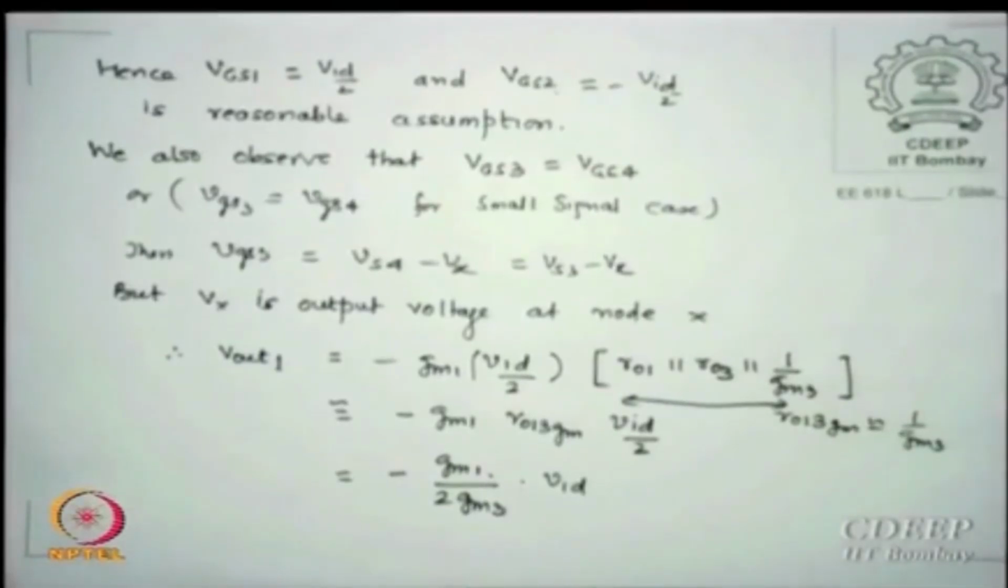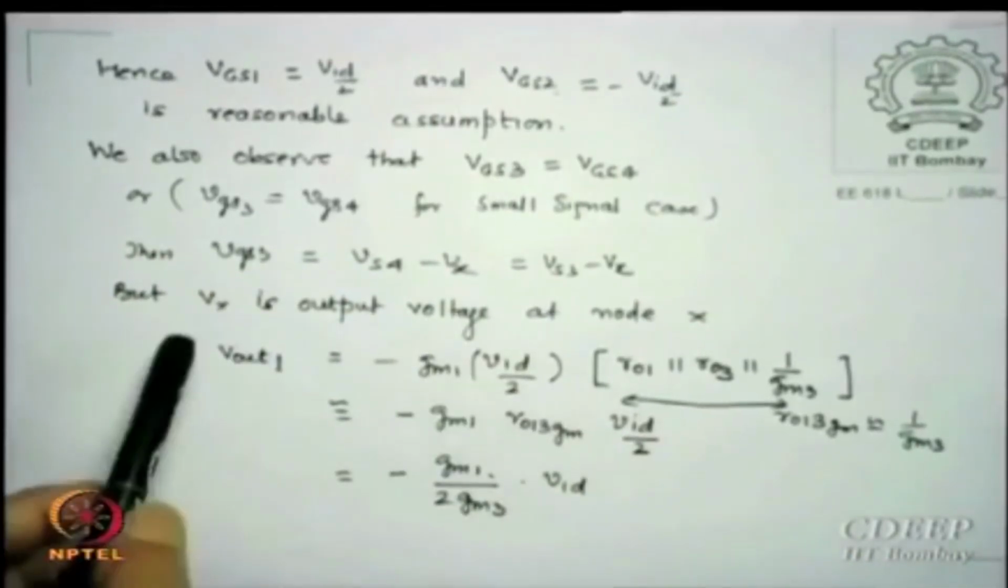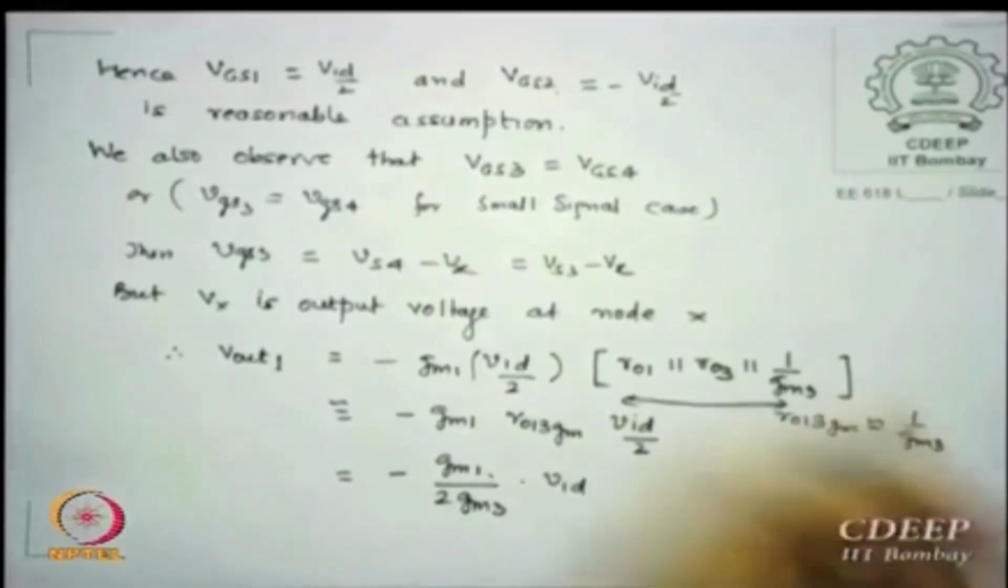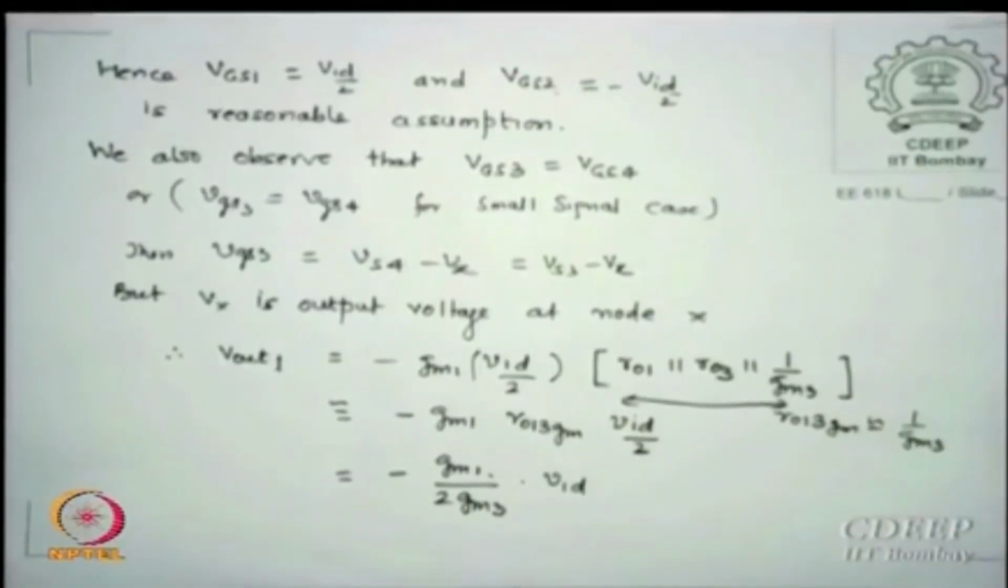So let us look at the actual values, the actual expressions. VGS1 is VID by 2 and VGS2 is minus VID by 2, which is a reasonable assumption. We also observed that VGS3 is VGS4 for small signal, as some books may show you. So if Vx is the output node voltage, which is our Vout1, then it is GM VID times a combination of RO1 parallel RO3 parallel GM3, whichever is smaller will dominate. I just kept all three in parallel, but in reality whichever comes smallest among the three will take care, since 1 upon R plus 1 upon R1 plus and so on, whichever is smaller is the dominant term.